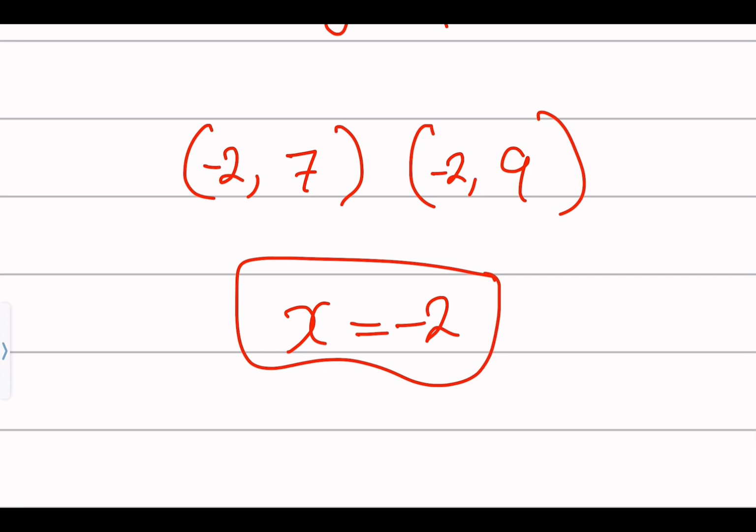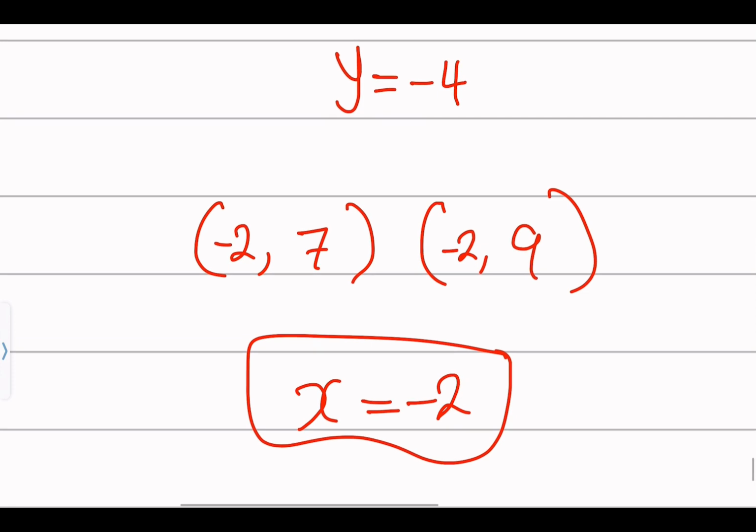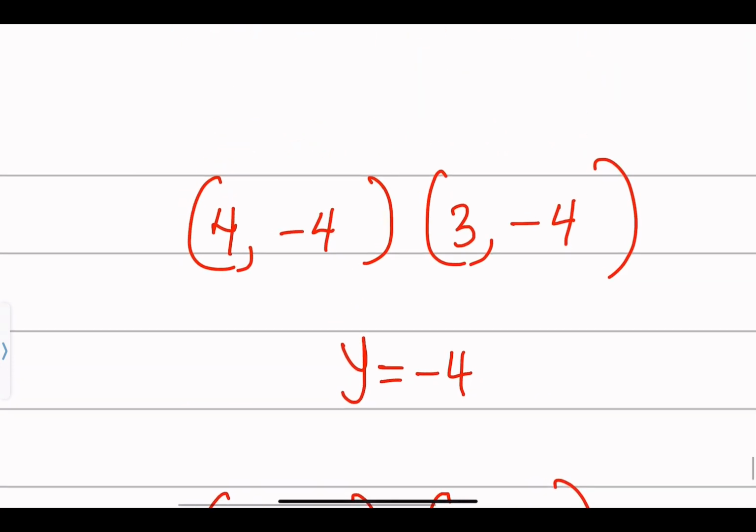Oh, it does copy and paste? Yes. Did you see that? The answer for this is going to be x equals negative 2. And what is the answer for this one going to be? y equals negative 4. And this is how we do it.